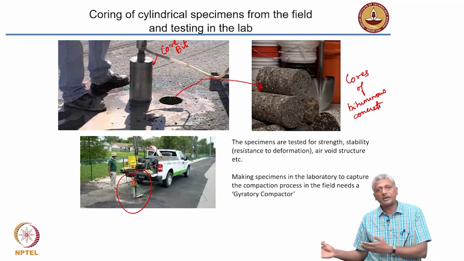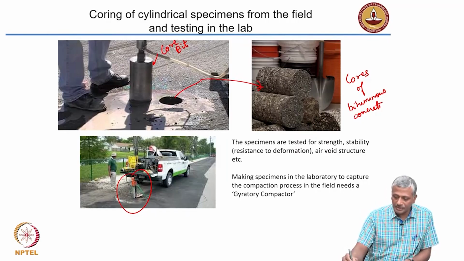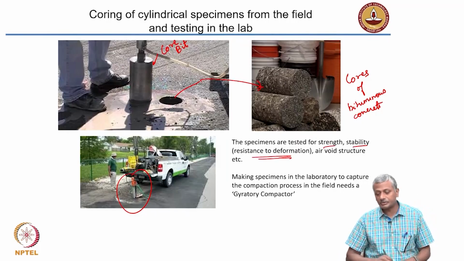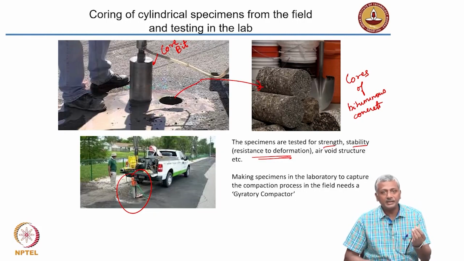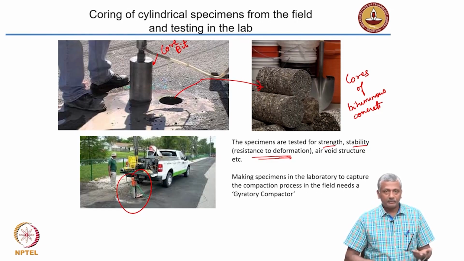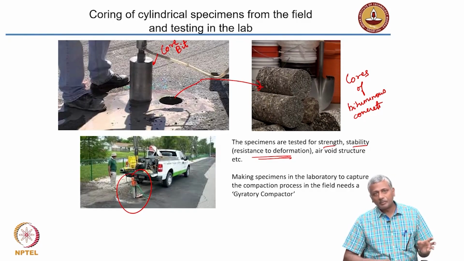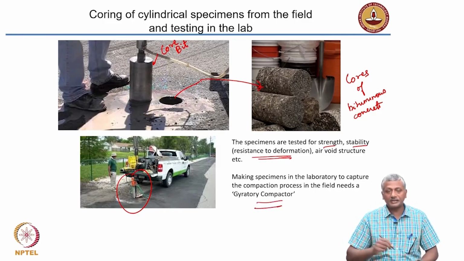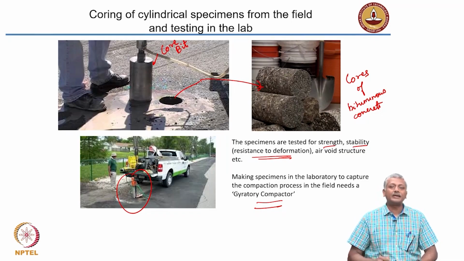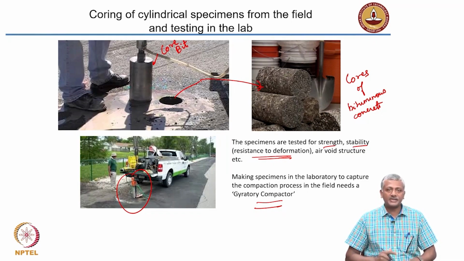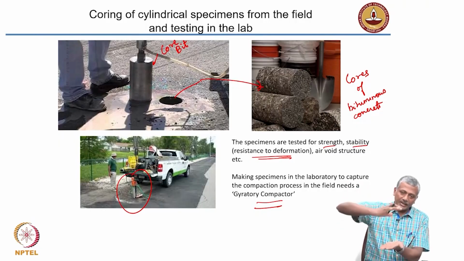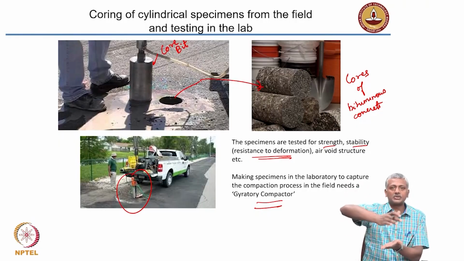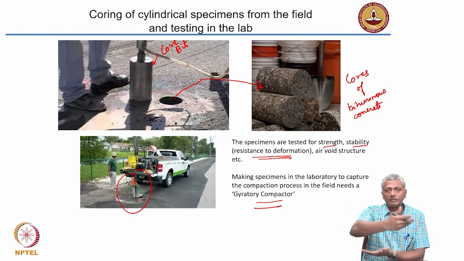And this core is then brought back to the lab and tested under controlled conditions for strength, stability basically, which is the resistance to deformation, and sometimes you also want to study how many voids are there in this structure. So, with the advent of new technology, it has now become possible to start simulating this kind of roadway pavement construction methodology in the laboratory by the use of an instrument called the gyratory compactor. Gyratory compactor basically compacts the asphalt and applies this gyration, which is usually there when you actually have the effect of the roller on top of the pavement surface.